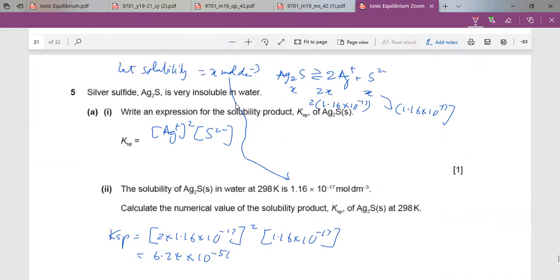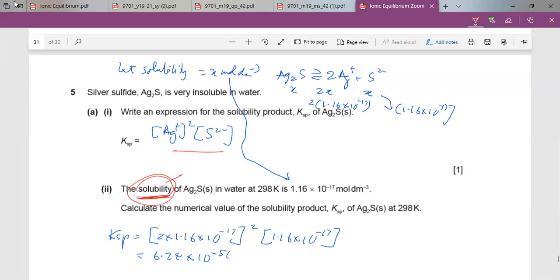Now this is also something we did before. Silver sulphide. So solubility x, so it's 2x here again, the expression here. So solubility, the maximum amount, see the word is used.